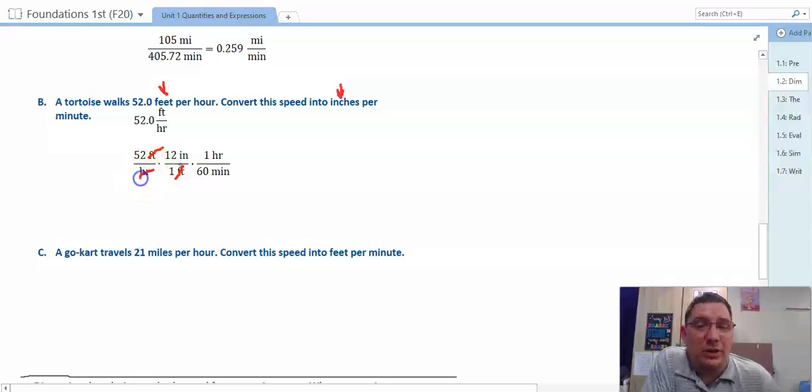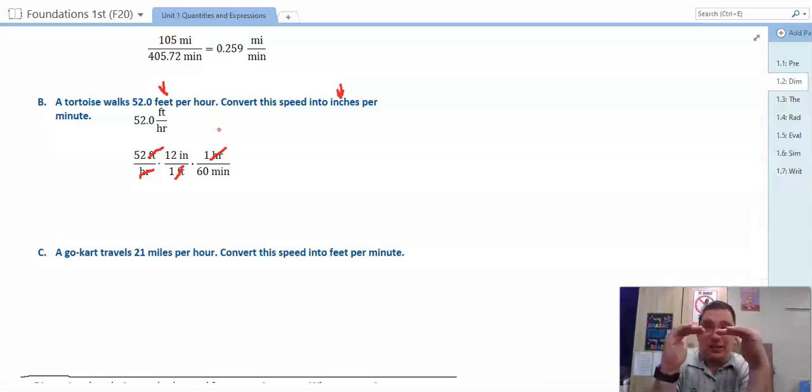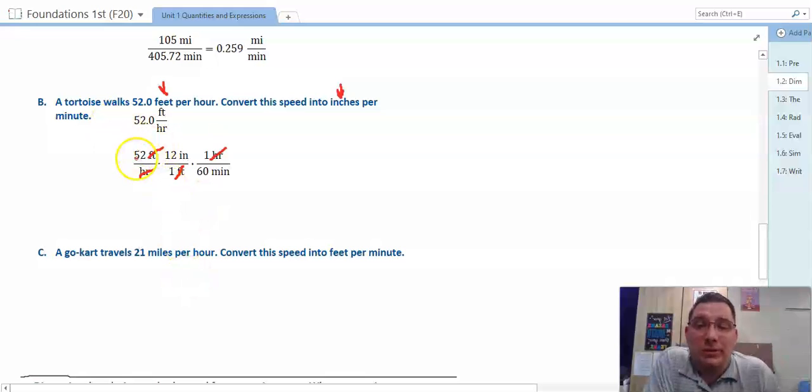And so our hours down here cancels the hours up here, right? Again, numerator, denominator, got to cancel them out across, right? You can't keep them in the same line. If they're in the same line, they don't reduce, okay? So we're going to multiply this across. We get 52 times 12 times 1, and then denominator 1 times 60. And so let's see what that gets us.